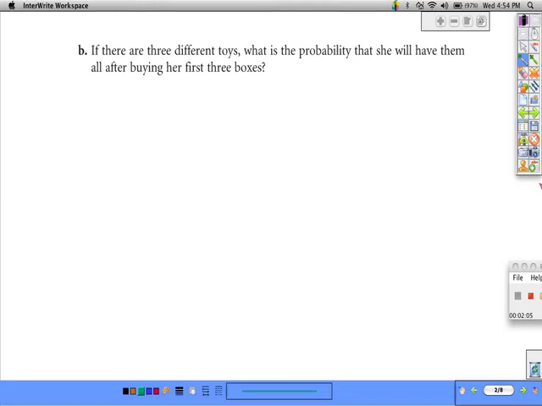In the next part, we expand this to having 3 toys, and we want to know what the probability is that we get all of them after opening 3 boxes. So on our first opening, there are 3 things that could happen. We could get toy A, B, or C. And then from each one of those, there are 3 outcomes.